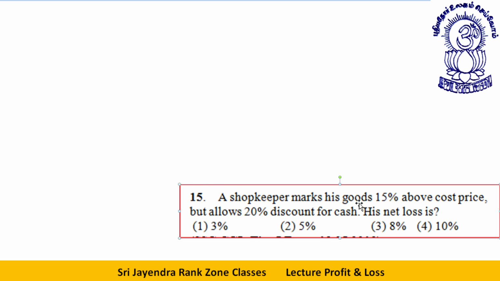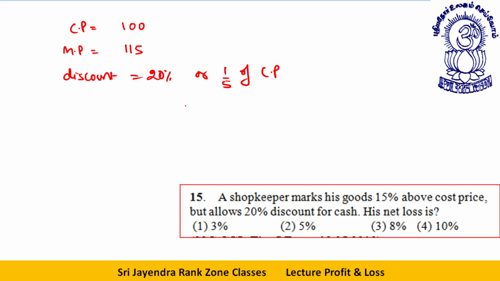A shopkeeper marks his goods 15% above the cost price but allows 20% discount for cash. His net loss is C. We have done these questions now. CP 100. What will be the mark price? That will be 15% extra. So it becomes 115. Discount is equal to how much? Discount is equal to 20%, or I can say 1/5 of 115. So discount is equal to 1 by 5th of 115. That is equal to 23.